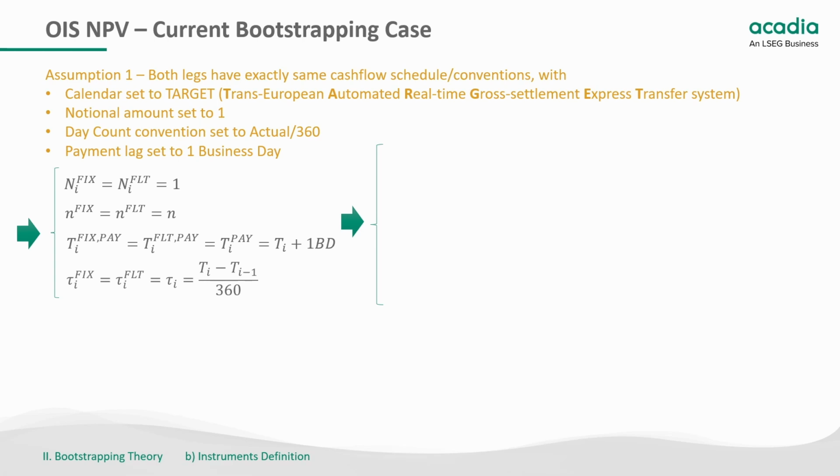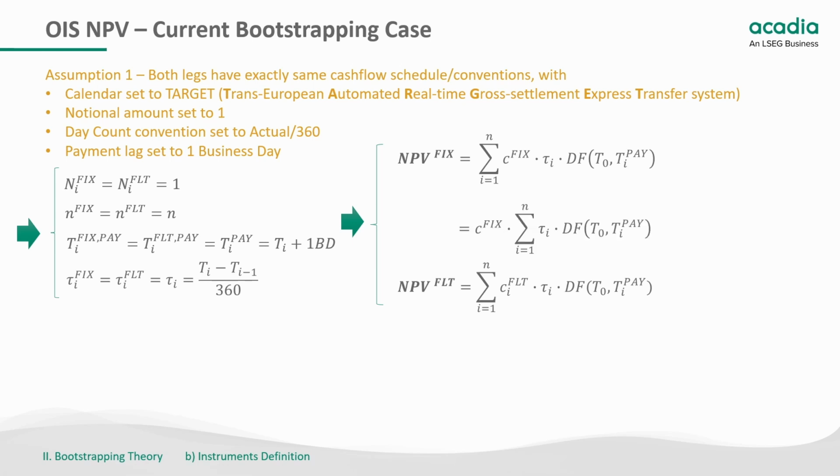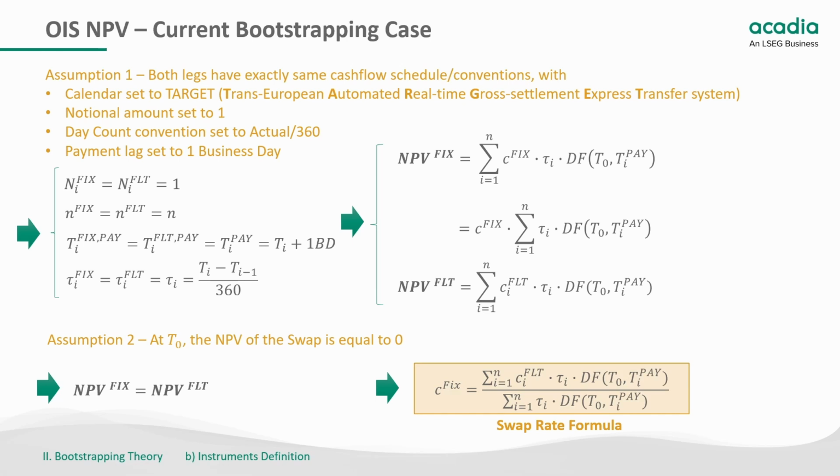We summarize them here, and in order to simplify the fixed leg NPV equation, we can take the fixed coupon out of the sum because it's a constant, and we obtain this equation. Now, second important assumption, given that we are in a no arbitrage world, is that at T0, the NPV of a swap is equal to 0, which means that the fixed and the floating leg should have the same NPV. And from that, we can deduce the following equation to determine the swap rate. And it's a very important equation, which we'll use, for example, in our root finding algorithm during bootstrapping.